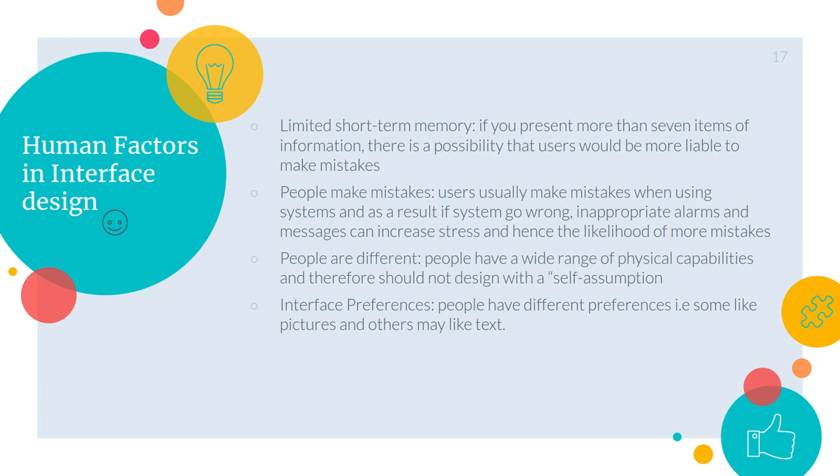Okay, and then the next one is interface preference. People have different preferences. Some like pictures, others may like text. For instance, some users may like light mode, some users may like dark mode. If you have the capacity, you have to consider these preferences. One thing I always tell UI designers is to make sure that the system you are designing is highly customizable.